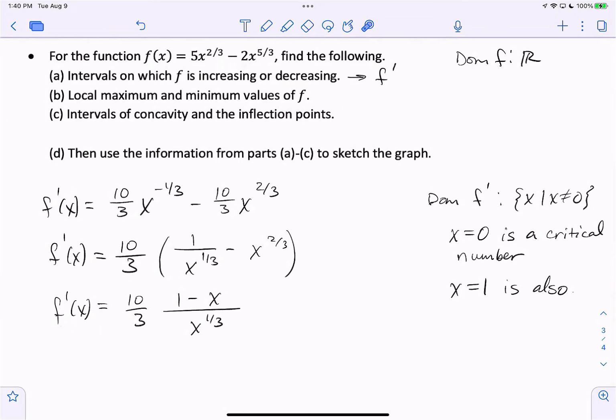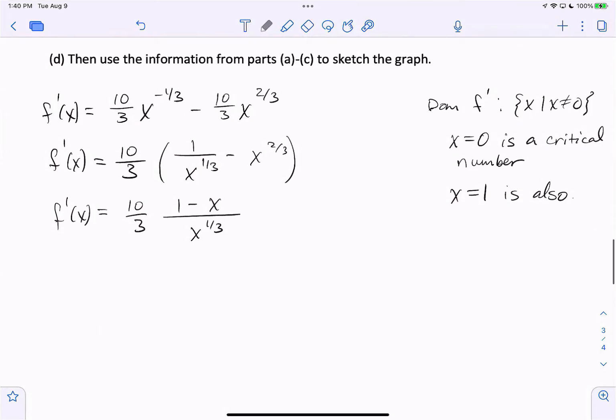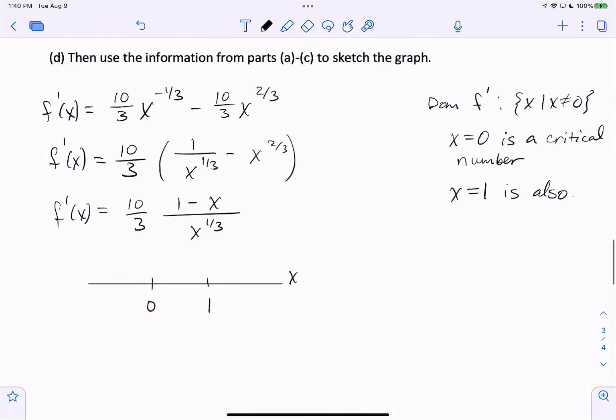Now, if I want to know an interval over which f is increasing or decreasing, I need to know if f prime is positive or negative. So I like to visualize this using a number line for x, and then I'm going to put all the points of interest that we have here. And so far that is x equals 0 and x equals 1. x equals 0 makes the denominator 0, x equals 1 makes the numerator 0. And what I'm doing here is I'm finding the sign of f prime. I don't really care about the value, I just want the sign.